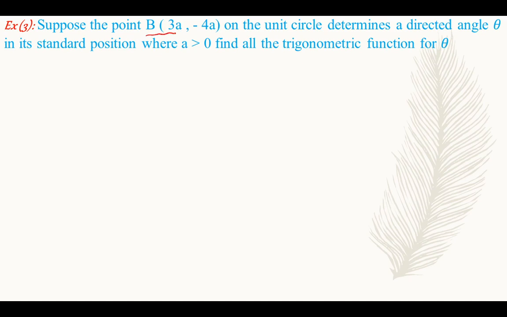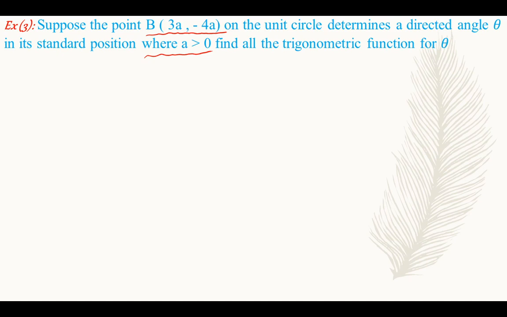Here the angle, the directed angle intersects the unit circle at the point B, (3a, -4a). Determine a directed angle theta in its standard position where a is bigger than 0. This is an important condition, that a is bigger than 0. Find all the trigonometric functions for theta.